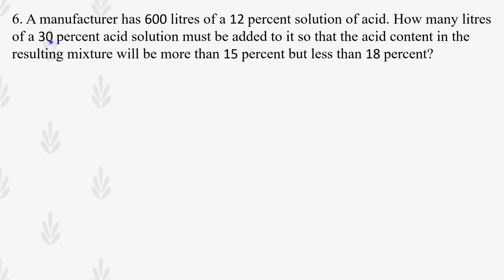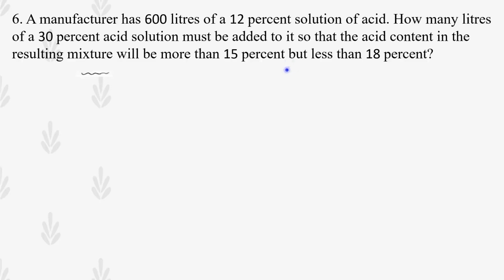So ஒரு இன்னொரு solution 30% of acid content இருக்கிற மாதிரி இன்னும் எவ்வளோ லிட்டர்ஸ் இருக்கிறத இந்த 600 லிட்டர்ஸோட ஆட் பண்ணோம் அப்படின்னா, so that the acid content in the resulting mixture more than 15% but less than 18% இருக்கும்னு கேட்டிருக்காங்க. We are able to understand this question. ஒரு manufacturer கிட்ட ஆல்ரெடி 600 liters of solution இருக்கு, அதில் 12% acid இருக்கு. இப்போ 30% acid content இருக்கிறதுல எவ்வளோ லிட்டர்ஸ் எடுத்து ஆட் பண்ணோம் அப்படின்னா வர்ற ரிசல்ட்டிங் மிக்சர்ல ஆசிட் கண்டென்ட் 15%ல இருந்து 18% வரைக்கும் இருக்கும்னு கேட்டிருக்காங்க.